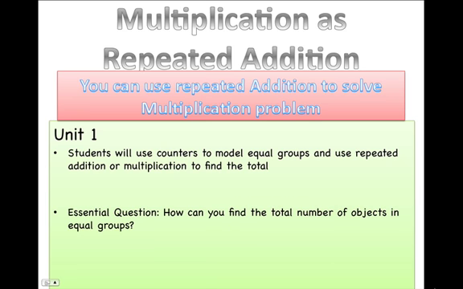One essential question: how can you find the total number of objects in equal groups? Think about this question throughout the lesson. By the end of this lesson, you should be able to answer this question.